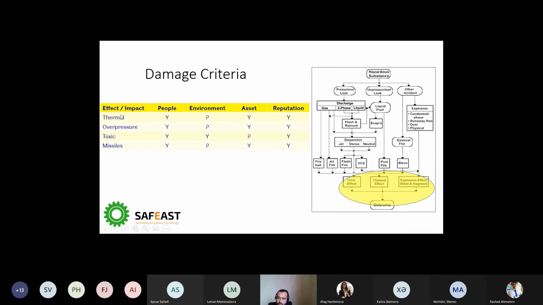So you can agree that all of them can be dangerous to people. So thermal, overpressure, toxic, missile could kill someone. Toxic may be damaging to the environment. Thermal, overpressure, and missile can damage the asset, like your second tank, your second pump, your control room, etc. And all of them will definitely damage your company reputation. So this is the last thing you would like to have, being on the main news saying that there is a fire in the refinery of the X company.